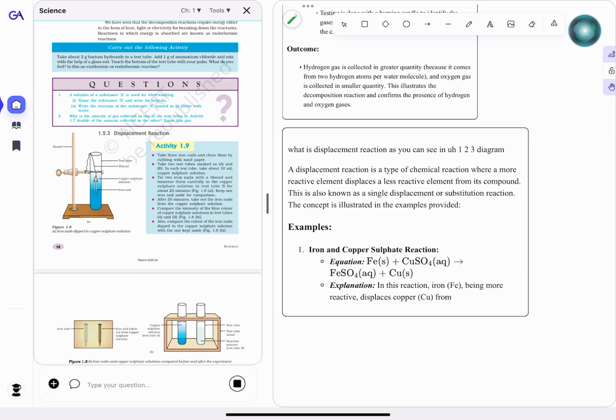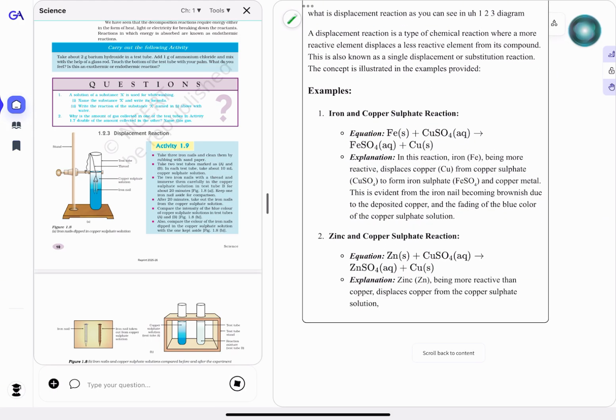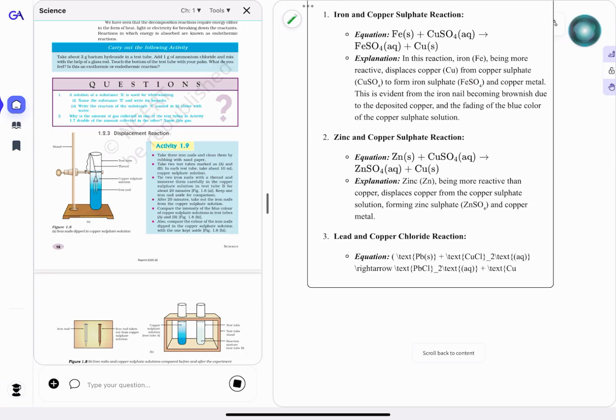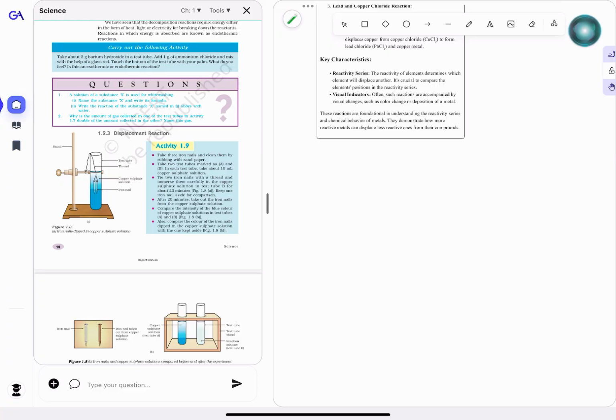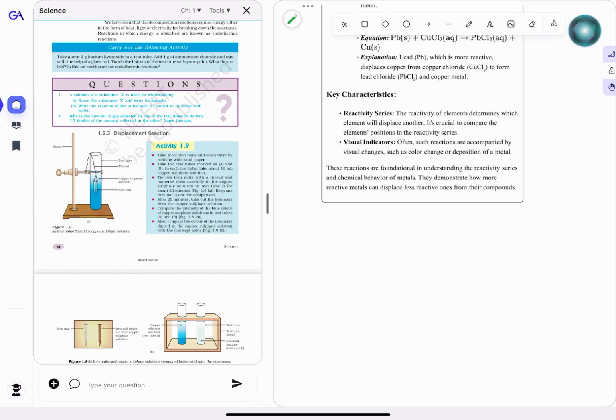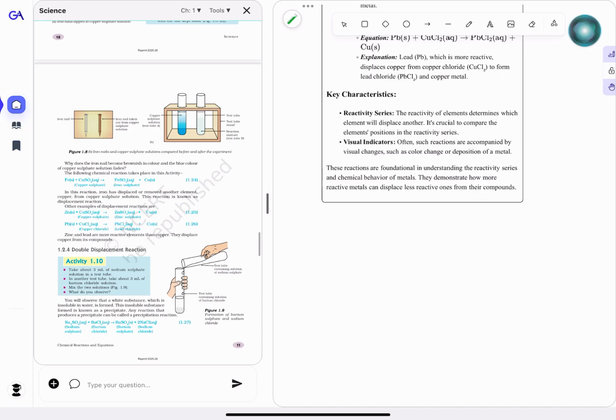A displacement reaction is a type of chemical reaction where a more reactive element displaces a less reactive element from its compound. This is also known as a single displacement or substitution reaction. The concept is illustrated in the examples provided. Examples. 1. Iron and copper sulfate.